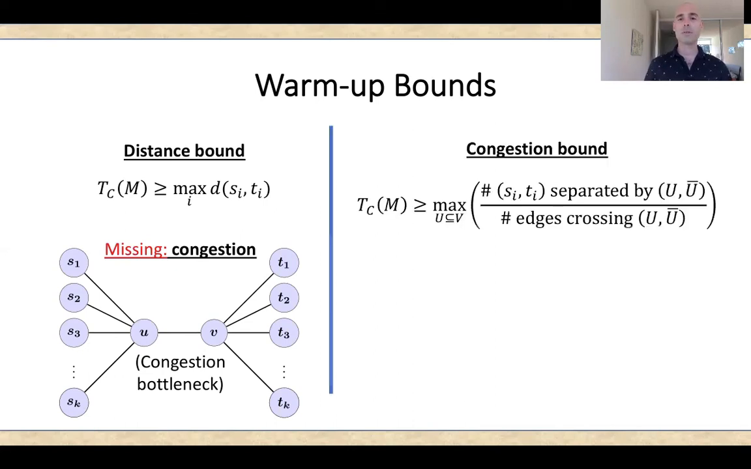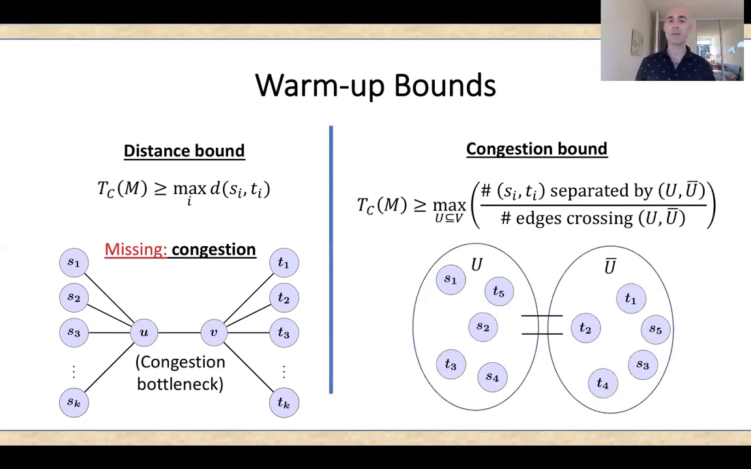On the other hand, if we consider only congestion, no need to parse what's written here, let me show you a picture instead. The congestion bound says that for any cut U, U bar, if we've separated, say, 5 pairs, and there's only 2 edges crossing this, we want to transmit 5 bits of information over a channel of capacity 2, so this will take us at least 3 steps.